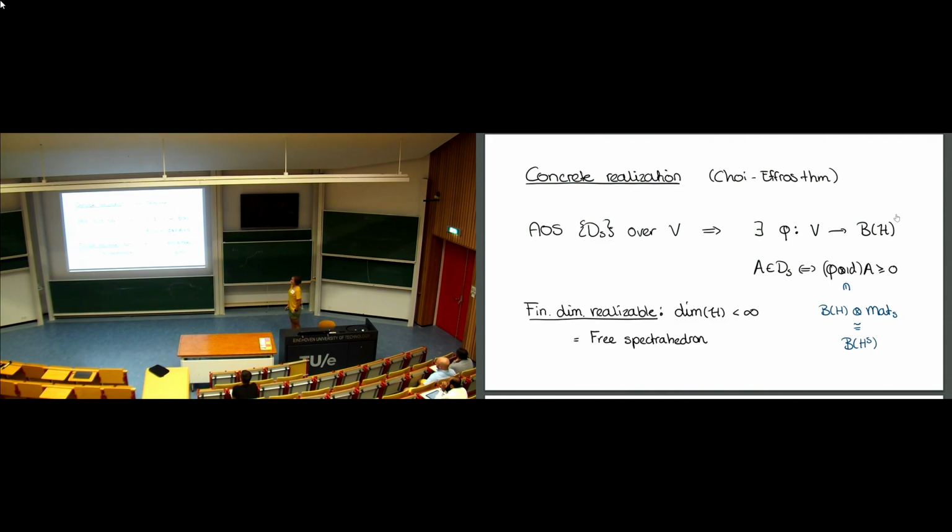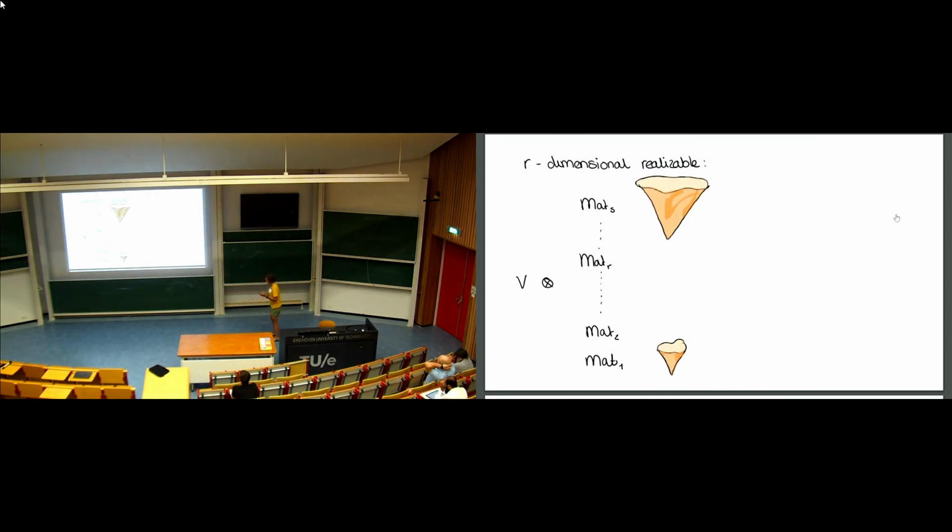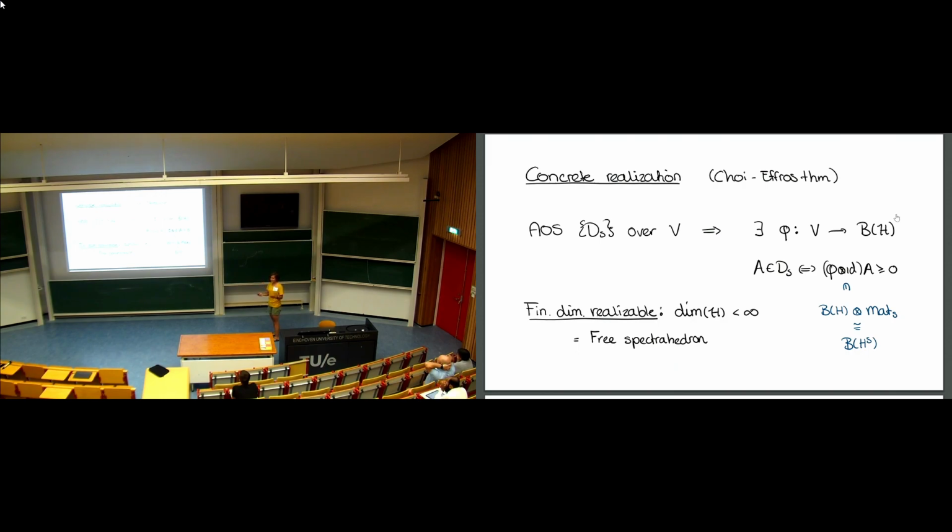And a particularly interesting class of abstract operator systems are the finite dimensional realizable ones. These are exactly the ones where the Hilbert space you can pick is finite dimensional. So then basically this map just goes to some matrix space, right? Oh, and these are also known as free spectrahedra, if this is something you've ever come across. But that's just a different terminology.